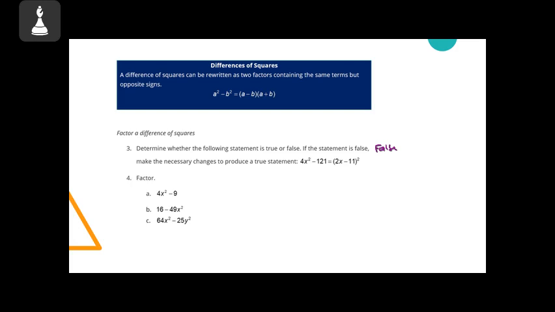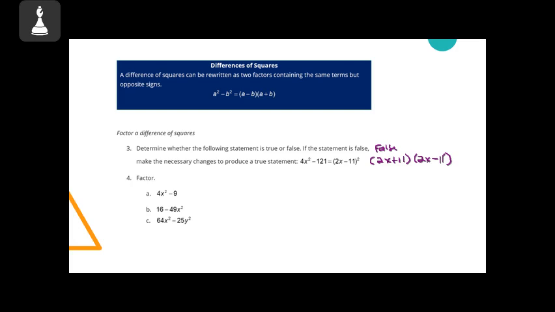4x squared minus 121, they are both perfect squares. It's going to give me 2x and 11. But to follow the rule, it's 2x plus 11 and 2x minus 11. One has to be plus, one has to be minus. It doesn't matter which one you write first. I do realize that if they have the minus one up here first, I always default to the plus one first. That's just the way I've always done it.